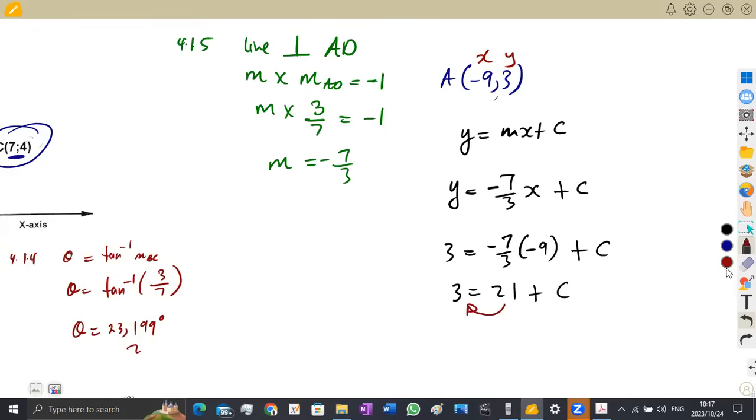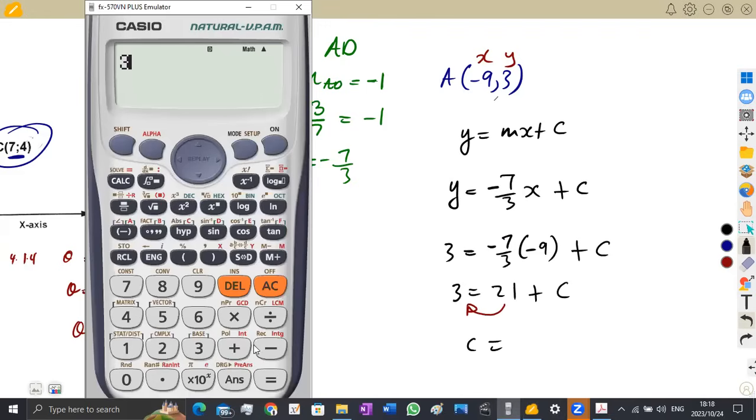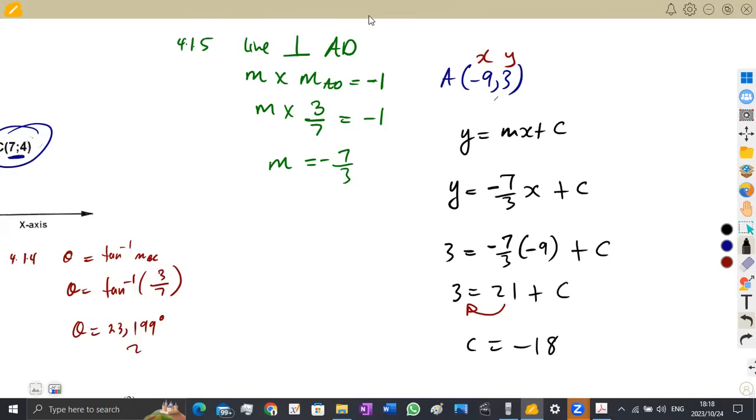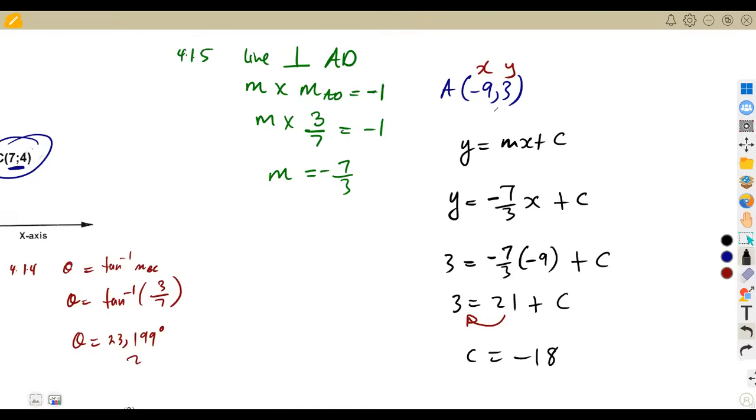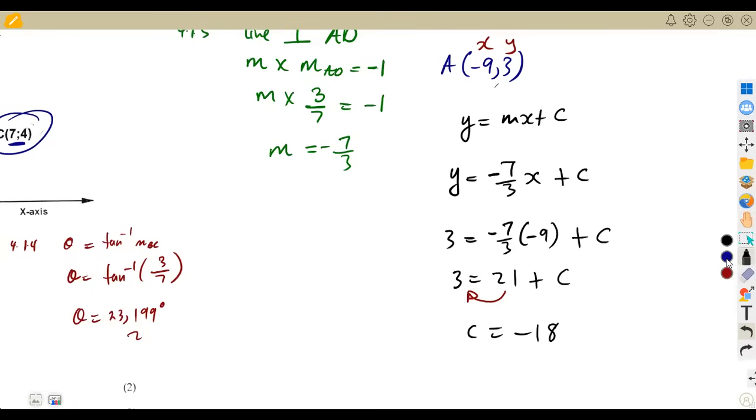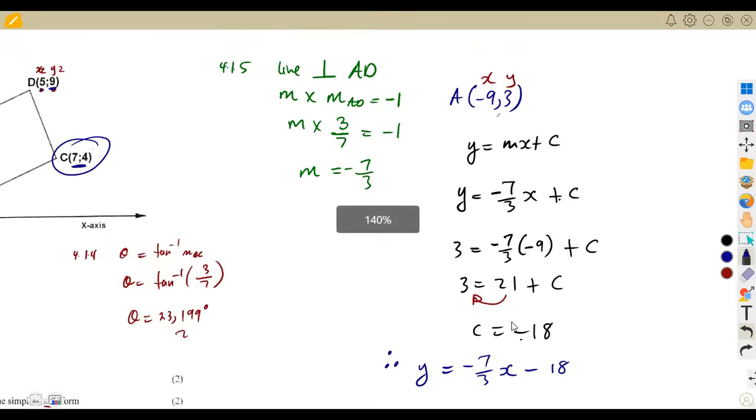Transpose this to the other side, it becomes a negative. That will give us the value of c, which is 3 minus 21, so that answer is -18. So we can rewrite our equation. Therefore the equation now is going to be given as y = mx + c, which is y = -7/3 x plus c, so it's plus a minus, which is going to give us -18 in this case. All right, so that's how you simplify the equation of a line, but we are told that it's perpendicular.